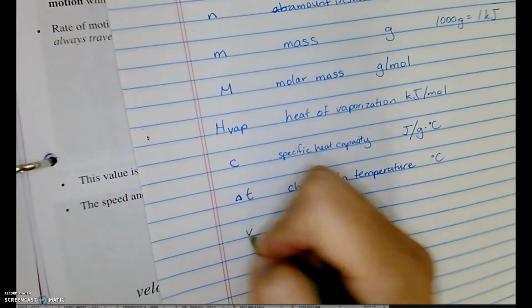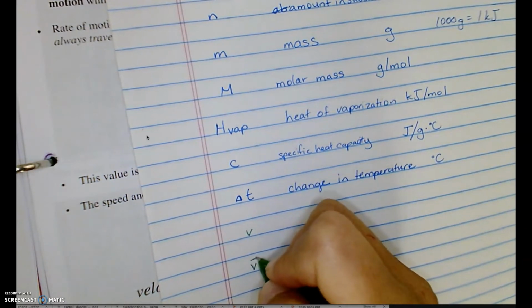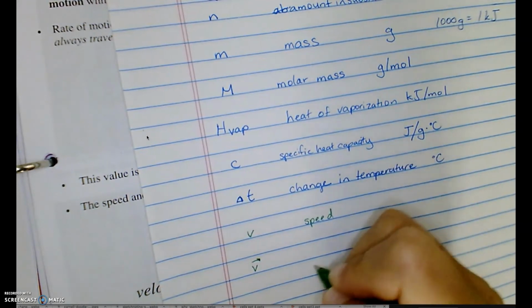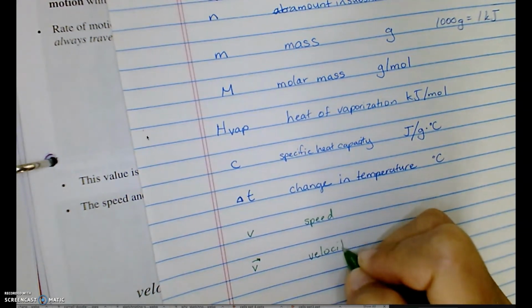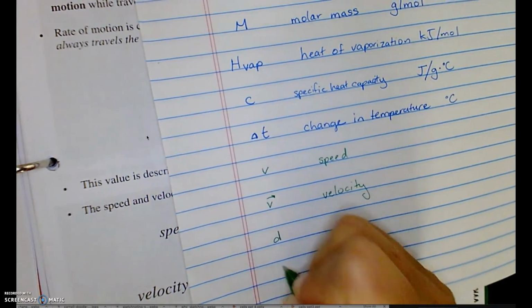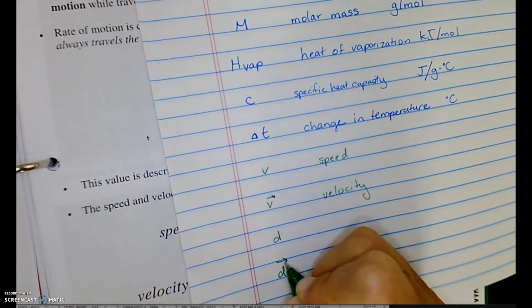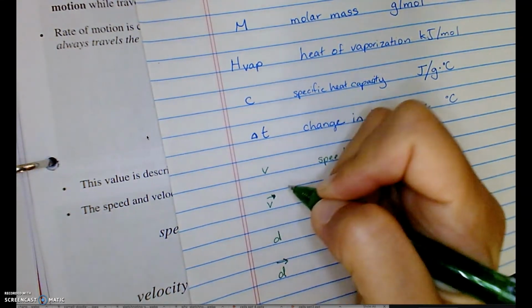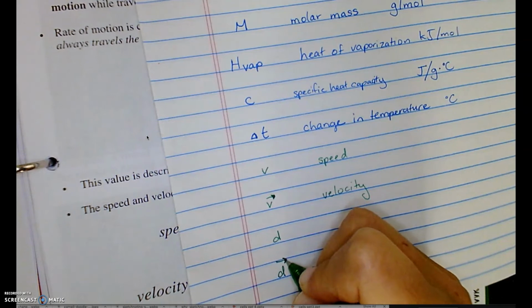So speed, velocity, okay, you're like, oh, that's the same. They're both D. No, they're different. Okay, these ones, it matters what direction you're going.